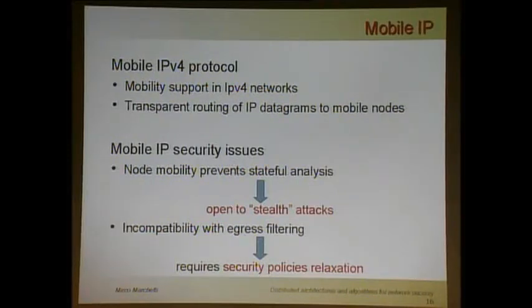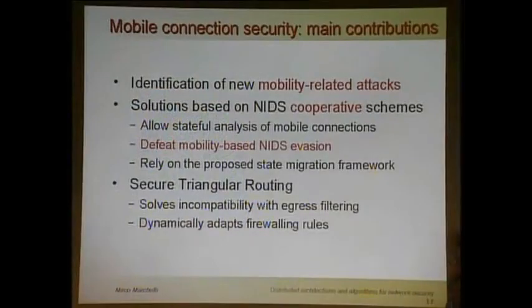detection systems. The other issue is well known, and it's the incompatibility between triangular routing, that is the default mobile IP routing scheme, and egress filtering, which is a best practice in the configuration of packet filters, for example, firewalls and routers across the internet. So if a network wants to deploy mobile IP, it has to relax its security policies. Our main contribution in this area is the identification of new mobility-related attacks, so new attack strategies that mobile nodes can leverage in order to evade detection, and also solutions to these issues that are based on NIDS cooperation schemes.